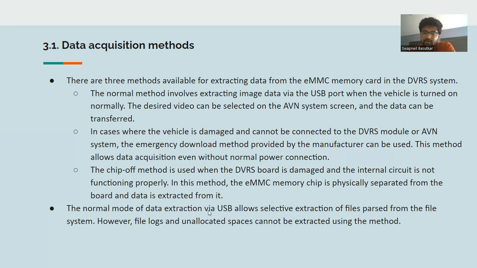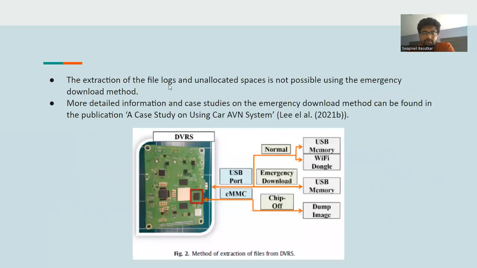The normal mode of data extraction via USB allows selective extraction of files from the file system, obviously because we have a lot of control. However, file logs and unallocated spaces cannot be extracted using this method. The extraction of file logs and unallocated space is not possible using the emergency download method too. More detailed information and use cases are given in this paper. I've just mentioned it because it was important. And so this is the method of extraction of files from the DVRs.